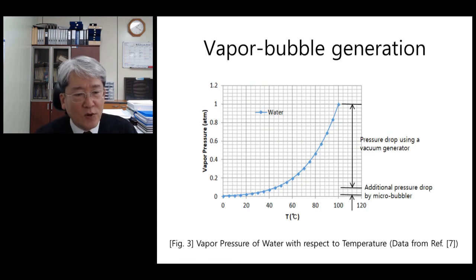It is necessary to have a low enough environmental pressure to generate vapor, and the vapor generated underwater will take the form of bubbles. In order to generate the vapor bubbles, depressurization is a helping step to arrive at vapor pressure of water at a given temperature. With the depressurization, the required additional pressure drop through the microbubbler can be minimized.